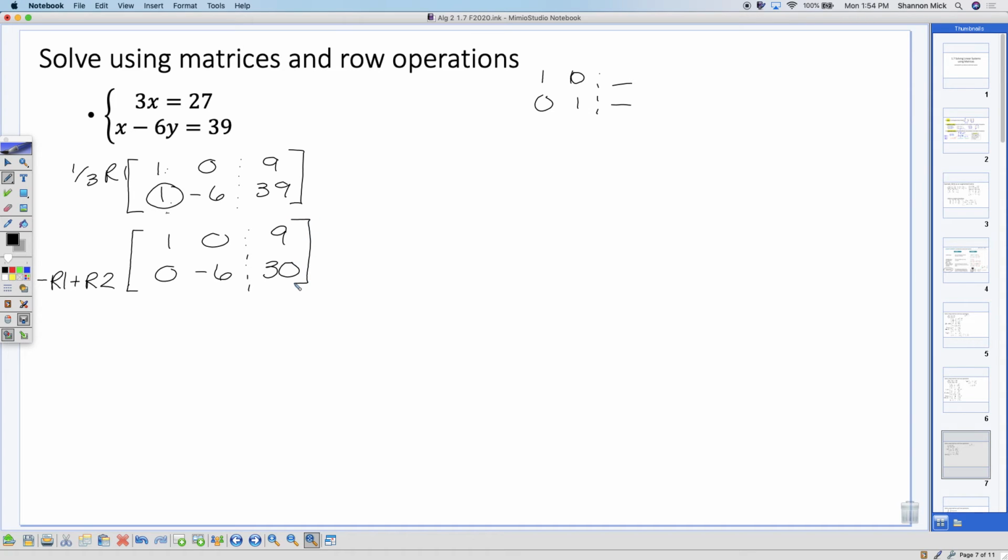Now what? Take R2 times 1/6, but is it positive or negative? Negative. Why is it going to be negative? Because you want to get rid of it. Two negatives make a positive. So 1, 0.